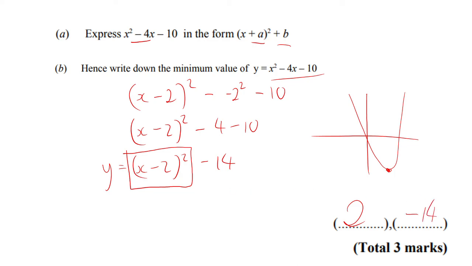So just to conclude there, when you're finding the minimum coordinate and you've got it in completed square form already, for the value of x, think about what value would make the bracket equal 0. And then for the value of y, it's going to be the value outside the bracket. So in this case, it'll be negative 14.